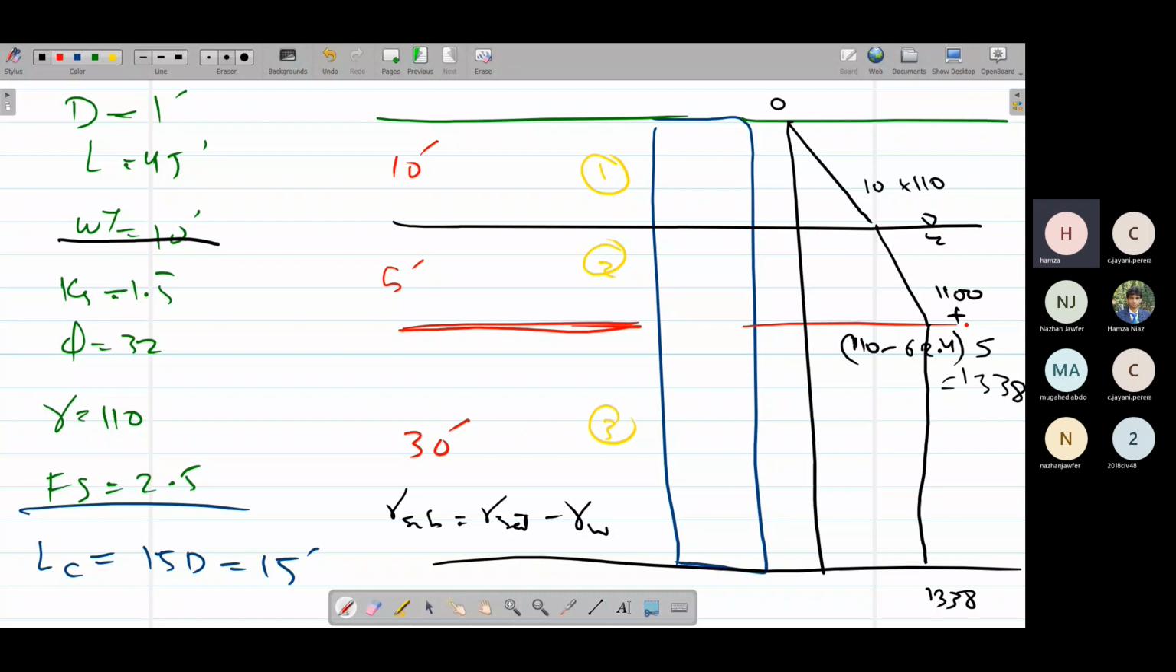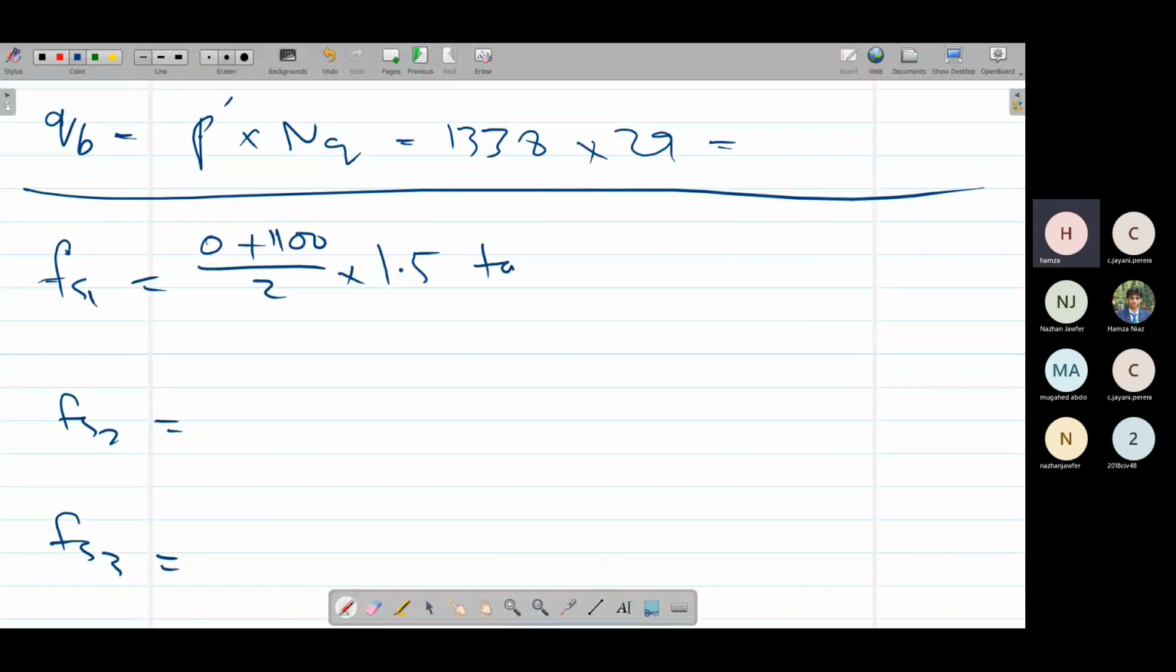The second thing is FS. So we have three layers, so we'll get three FS, three skin frictions. So FS1, FS2, FS3. For FS1, we have the average stress in the layer, 0 plus 1100 by 2, times KS. KS is given as 1.5, times tan delta, 3 by 4 into phi, so delta is 3 by 4 into 5, so 32. So simply multiply, get the answer.